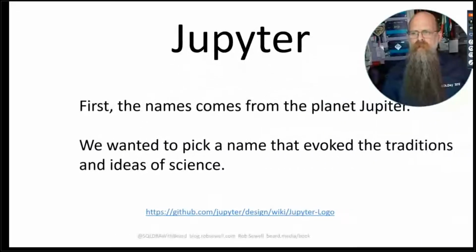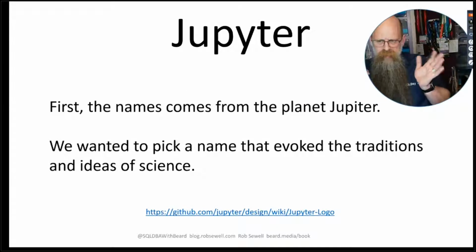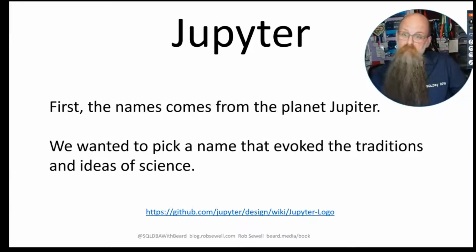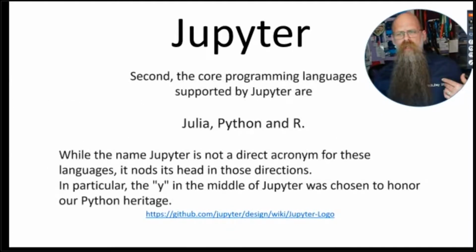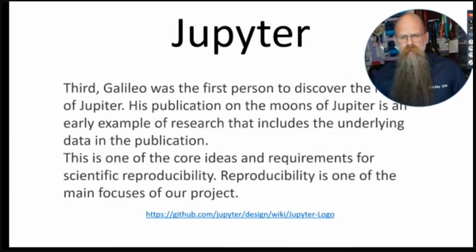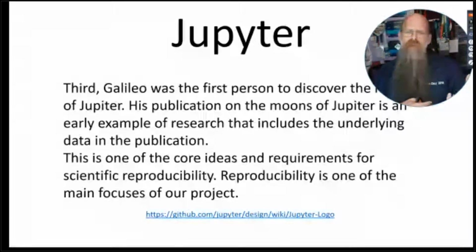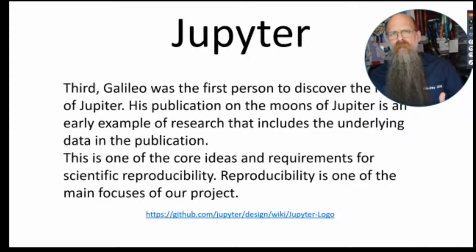And this Jupiter's got a Y in the name. First of all, the name is from the planet. No surprise there. Looks like the same. But also because of the languages that they use within the core of Jupiter, Julia, Python, and R. But most importantly, the reason is that Galileo was the first person to discover the moons of Jupiter. And his publication included the data.